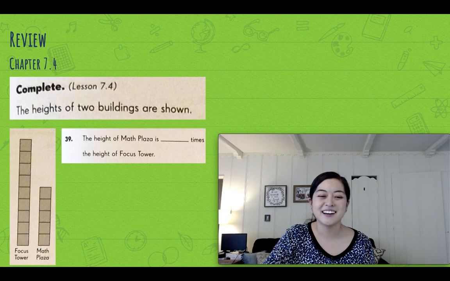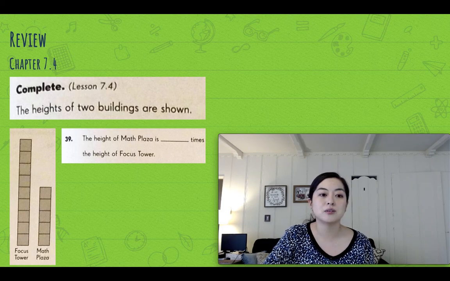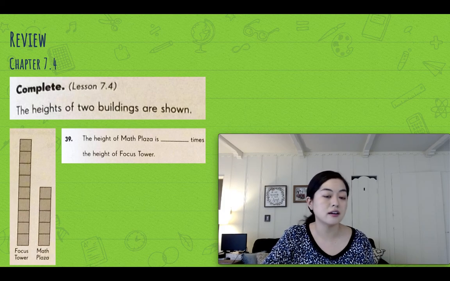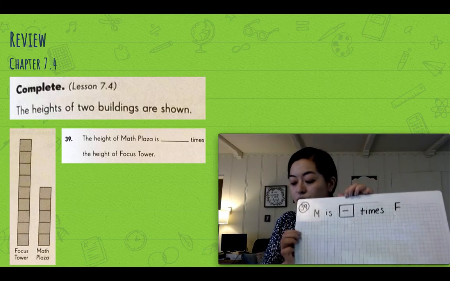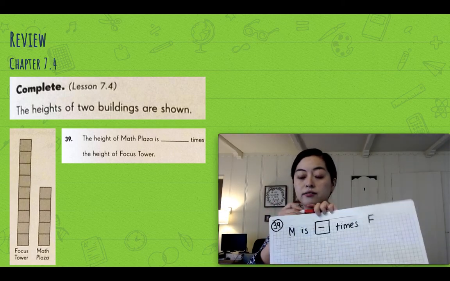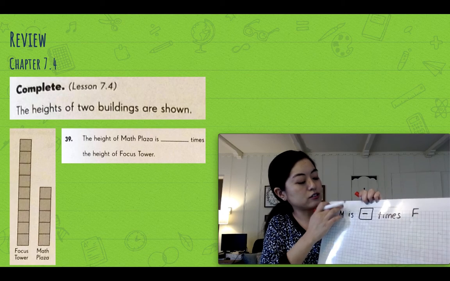Hey again. All right, so here are the heights of the 2 buildings. We have a Focus Tower and a Math Plaza. So look at the sentence structure. It says the height of Math Plaza is something times the height of Focus Plaza. And so when your sentence is written like that, we've been practicing how to find the pattern, right? Okay.